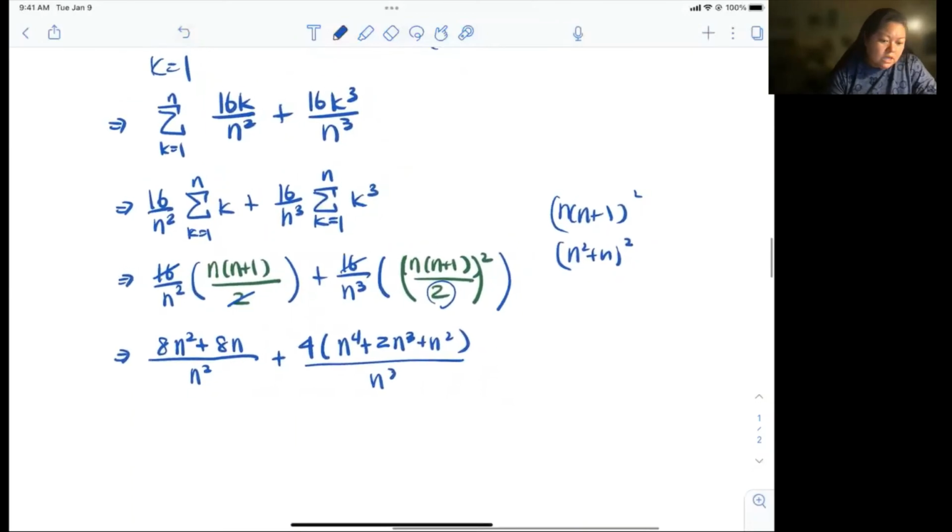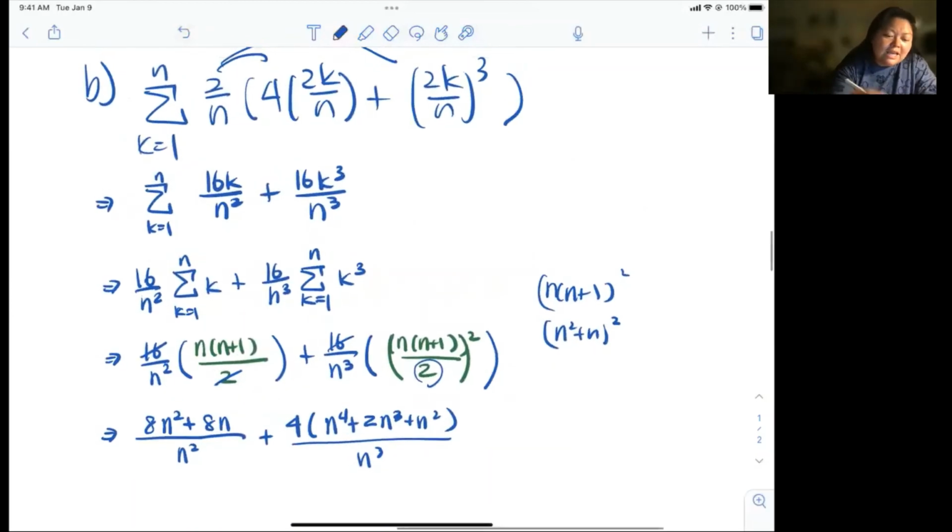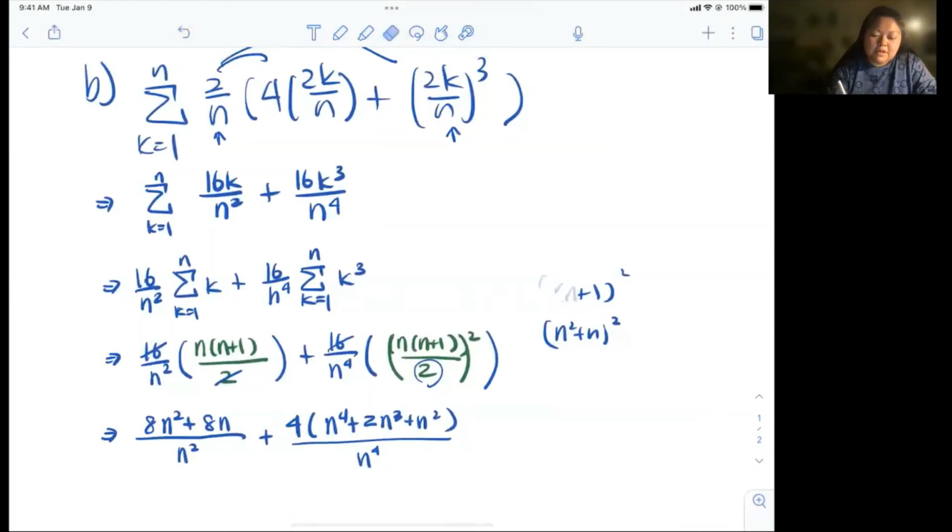16k. Oh, whoopsies, my fault. This is why this is dangerous. I forgot that there's one more n down here because I had n cubed times the n here, so that's n to the 4th. Minor mistake, but that makes a huge difference in my answer. That's why I'm going, that's not looking right. Okay, sorry about that, but good catch.